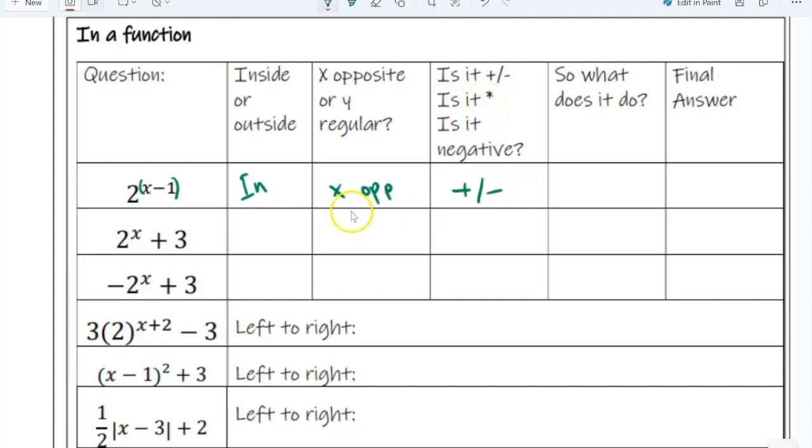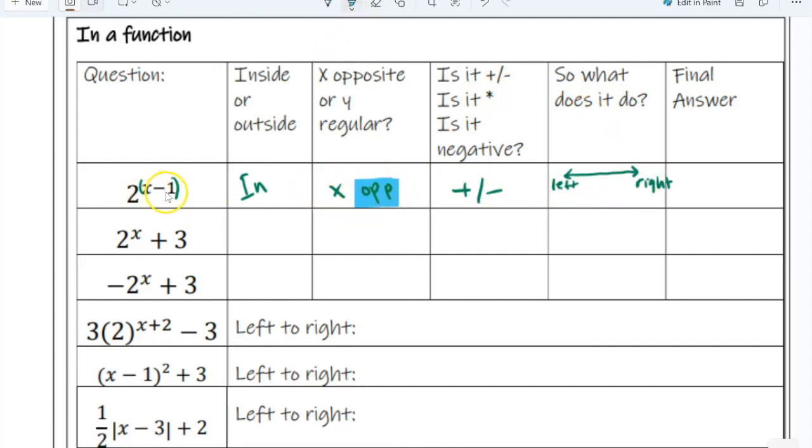So what does that do? I know if I'm inside, I'm x and opposite. So that means I'm only thinking of the x-axis, right? So I'm going to draw the x-axis. There's two directions I could go, left or right. Go ahead and write those in so we are clear. There's only two options.